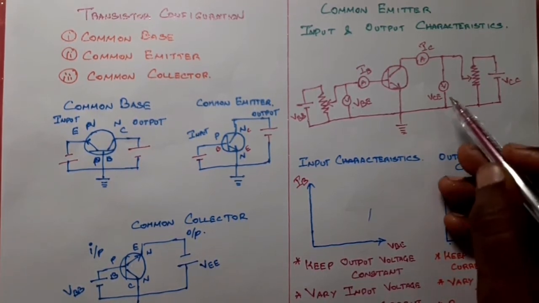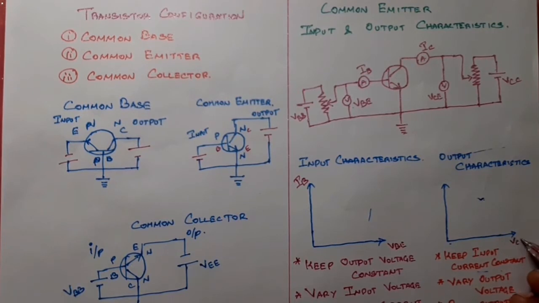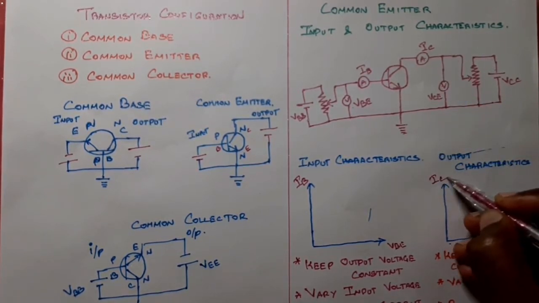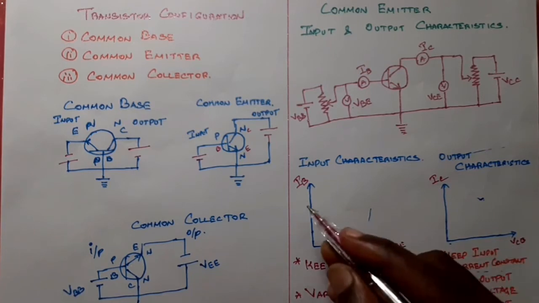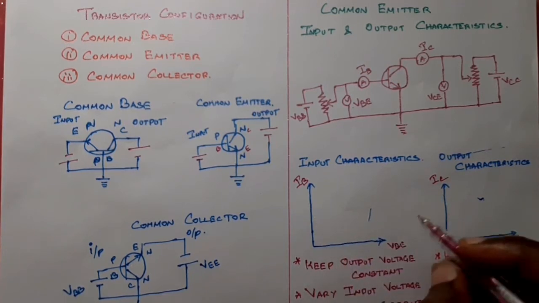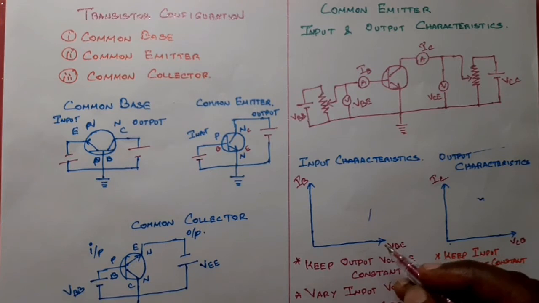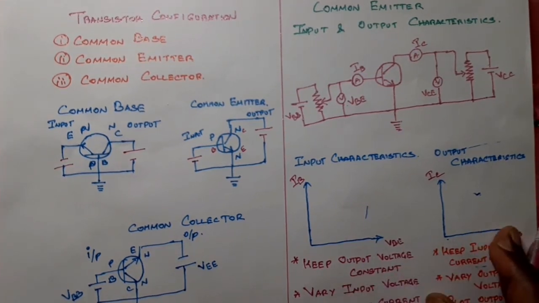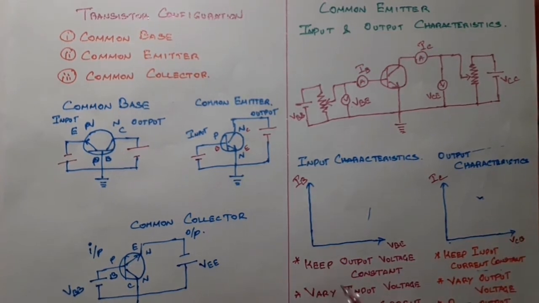In the same way, what are the output voltage and output current? See here, the output voltage is VCB and the output current is IC. This is how you have to give the axes for the input and output characteristics. Then what do you have to do? While doing a common emitter configuration, you have to do these 3 steps.